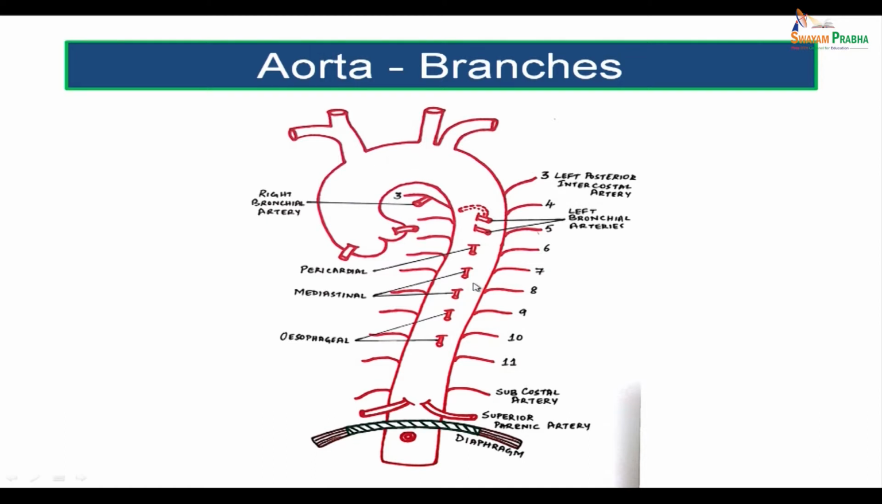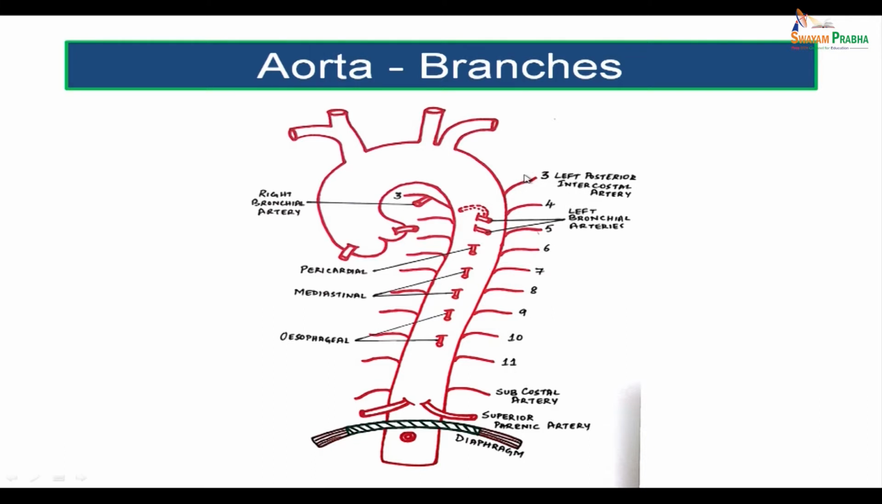The descending thoracic aorta gives off certain branches from its ventral aspect. They are the pericardial, mediastinal and esophageal branches coming from its ventral aspect. You also find paired branches. One is the left bronchial artery, two in number, arising from the descending thoracic aorta. The right bronchial artery is an indirect branch. It comes from the third right posterior intercostal artery.